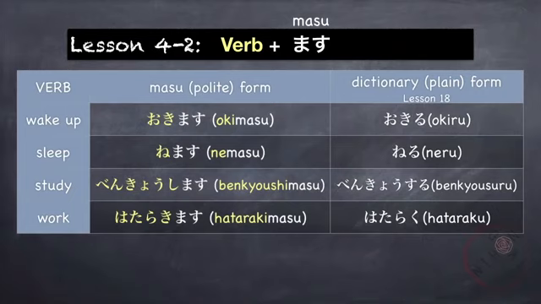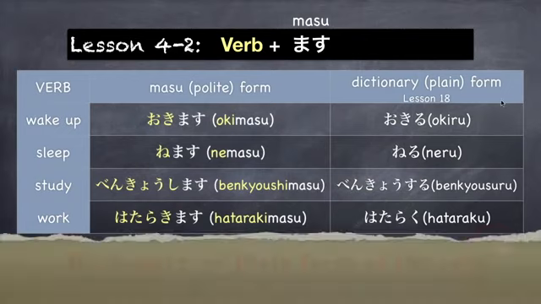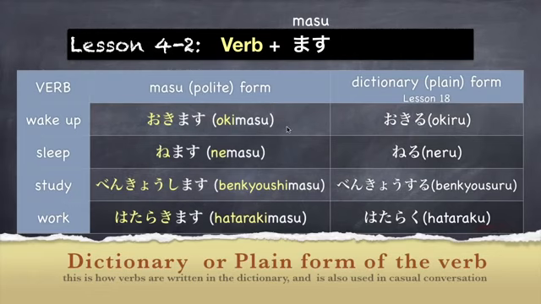In Japanese, there are two different ways of speaking. The polite way, an example is adding des or action word plus mas. The other way is plain form. Here are some examples of Japanese verbs. Wake up, okimasu. The plain form of this verb is okiru. You will learn the plain form in lesson 18. But for now, just focus on the verb plus mas form. Another example is sleep, nemasu. The dictionary form is neru.